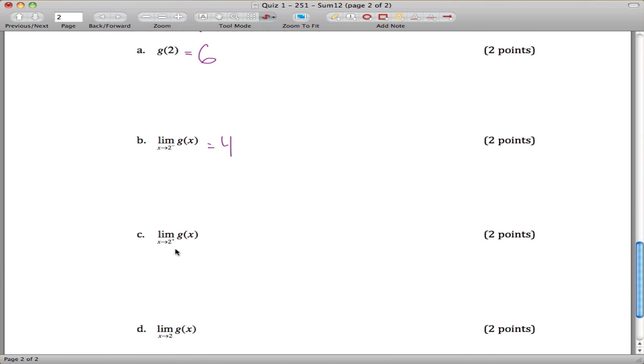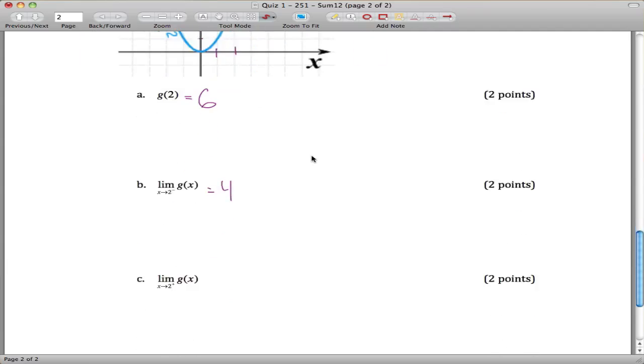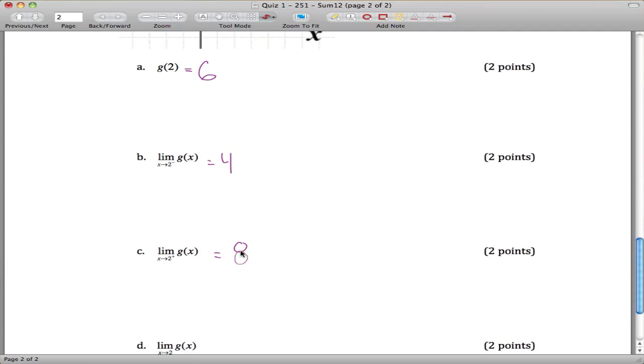Down here in part 3, we're asked what is the limit as x approaches 2 from the positive side of g of x. Here's the positive side. As we get really, really close to 2, we're on this line right here. We get close to this height, 5, 6, 7, it looks like 8. So this is equal to 8.